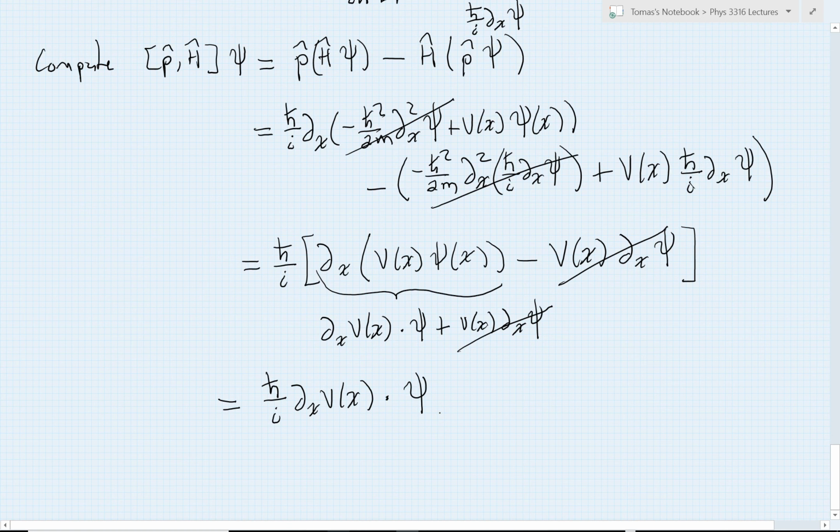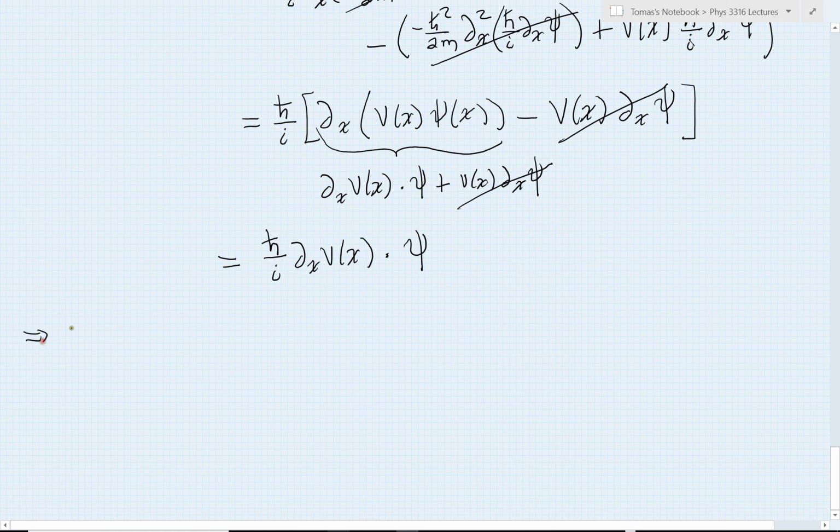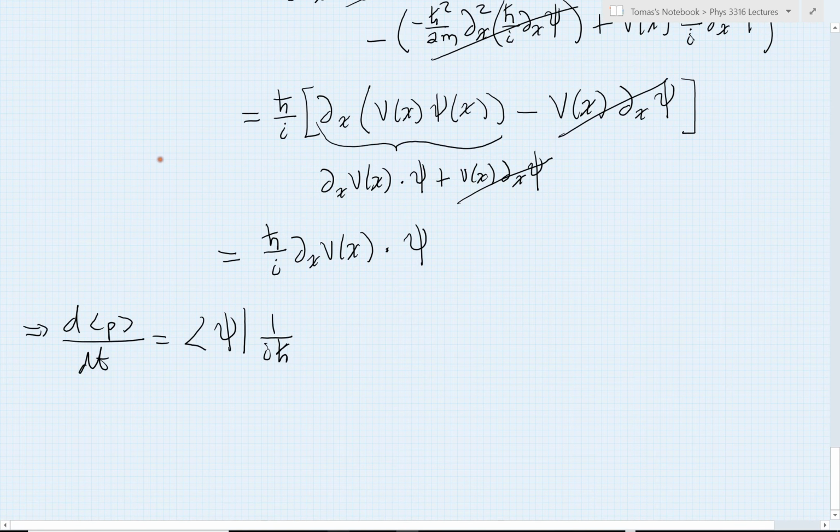Okay, great. So now I have that one missing piece. I can finally compute the time derivative of my momentum. I now have to do the inner product of psi with 1 over i h bar times the result that I've just computed. So therefore, the time derivative of my momentum is equal to the inner product of psi with the 1 over i h bar that comes from Ehrenfest theorem times then the action of this commutator on psi. That action I just computed, that was h bar on i times the derivative with respect to x of my potential v of x, right? And that derivative only acts on the v of x applied to psi.